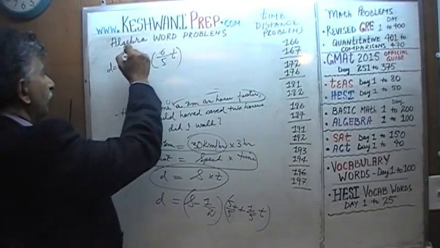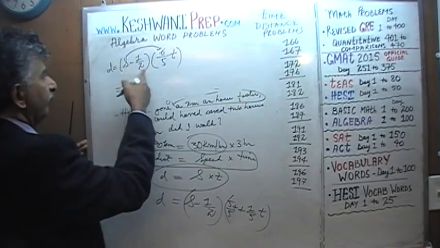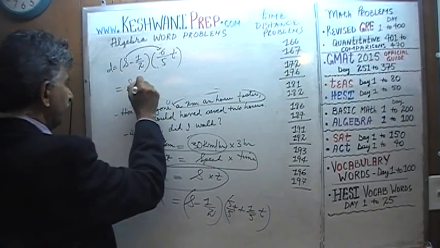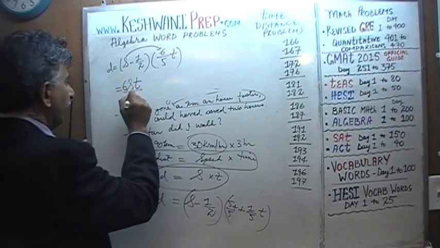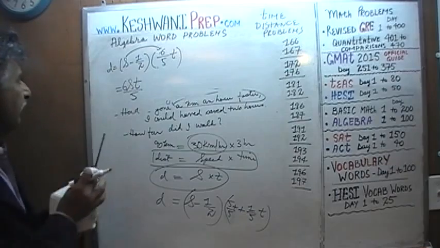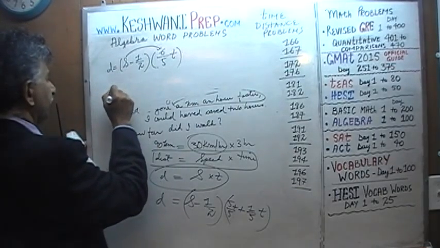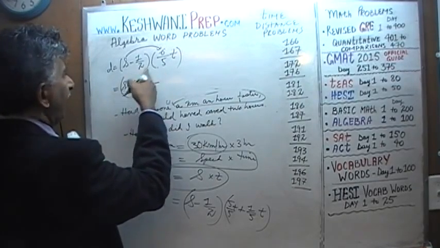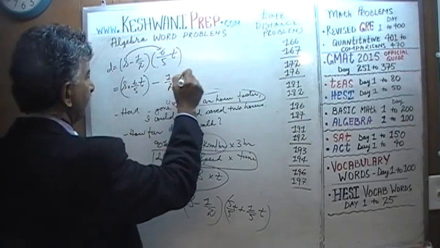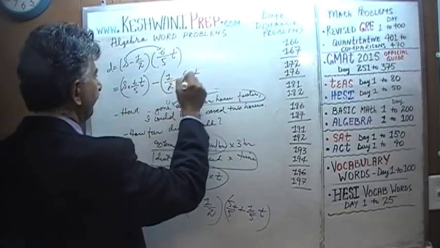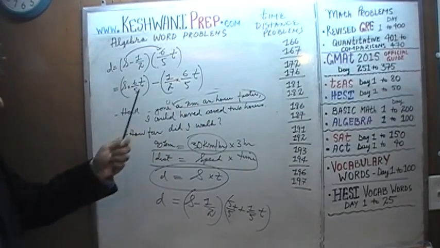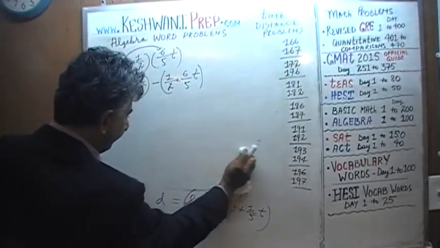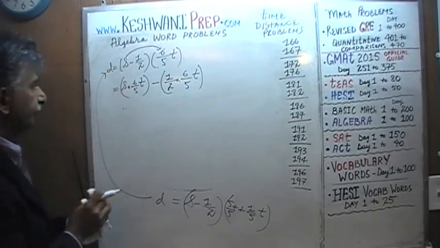So let's get going. Enough of the talk, I'm going too slowly. Multiply it out, so we're going to get S times 6/5 t, minus half times 6/5 t. I need the room. We'll have to erase all of this because we need the room. So we picked up from here, you understand? This part comes from here.